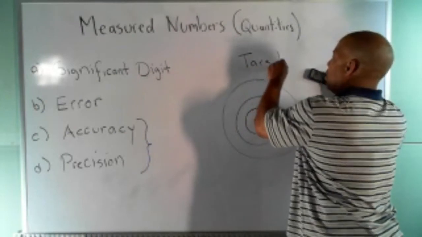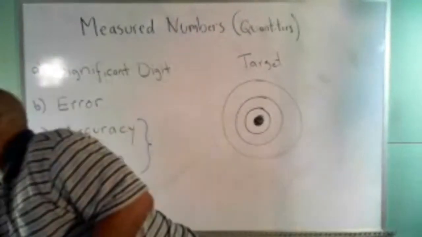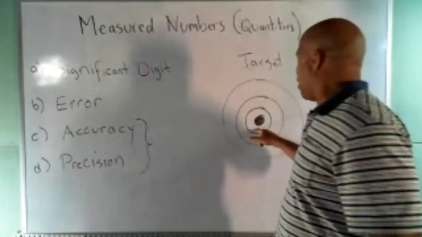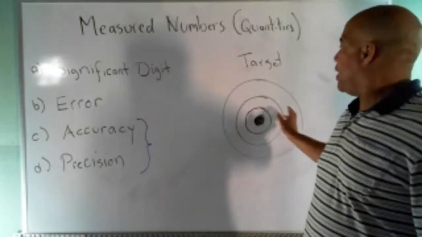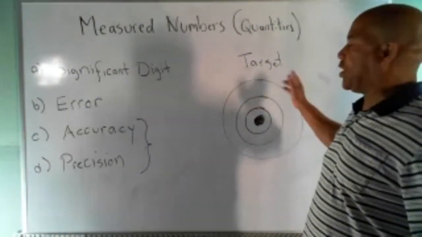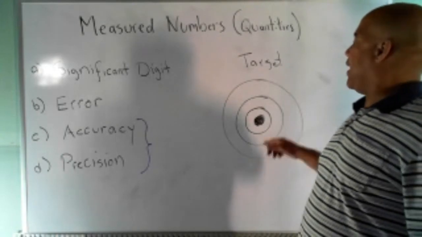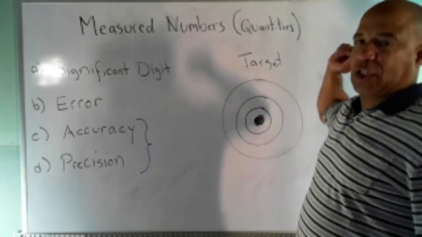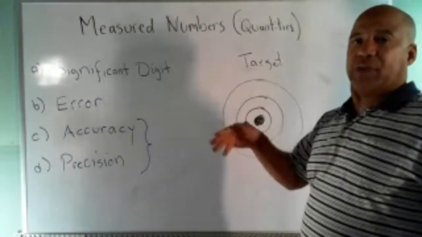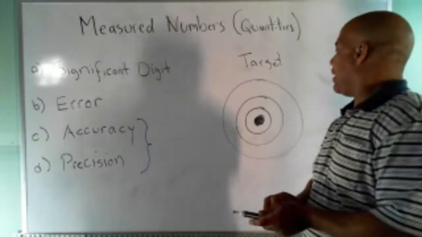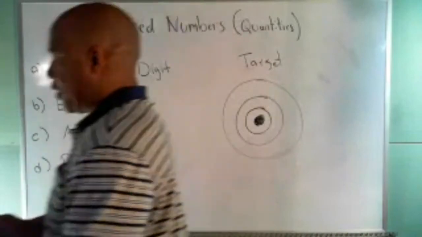So you've got a target. The center of the target represents the actual value, the true value of whatever it is you're measuring. The target itself is the measurements that you're making. The analogy is you're throwing a dart or arrow at this, and that's the measurement you're getting.